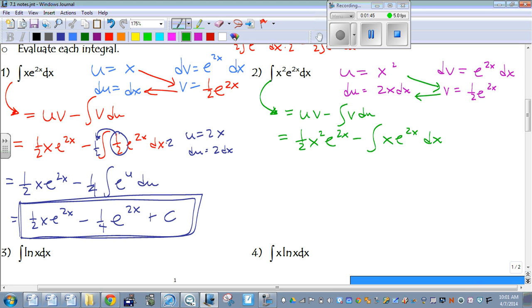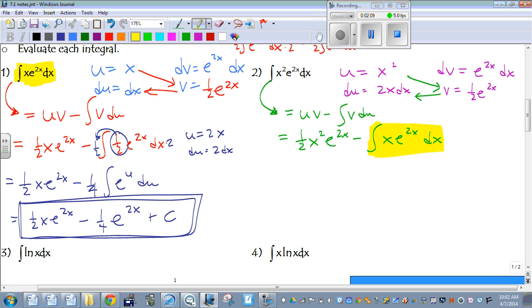So we've got some bad news and some good news. Bad news is this integral, we can't use regular u substitution. If you notice, that integral is the same thing that we started off with in number 1. So that's our bad news. We can't evaluate that using regular u substitution or even without u substitution. We have to use integration by parts all over again.